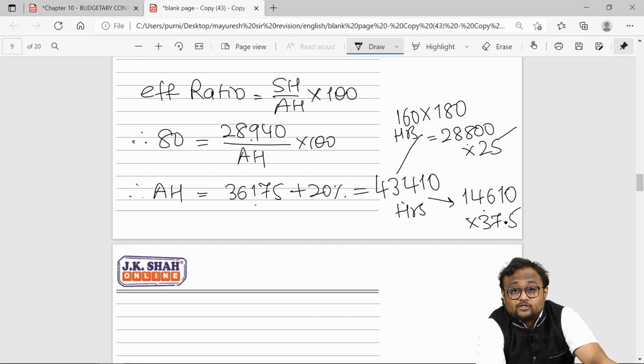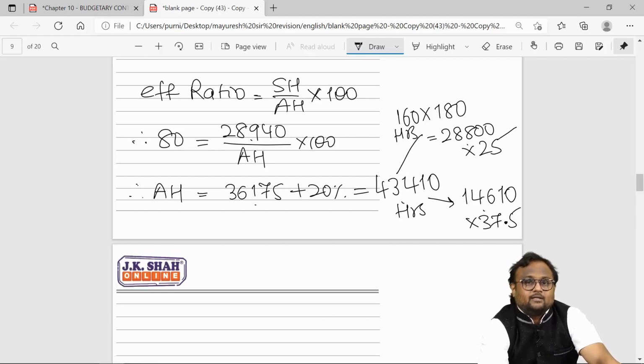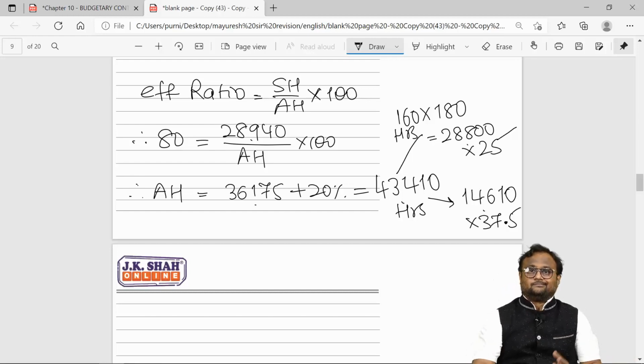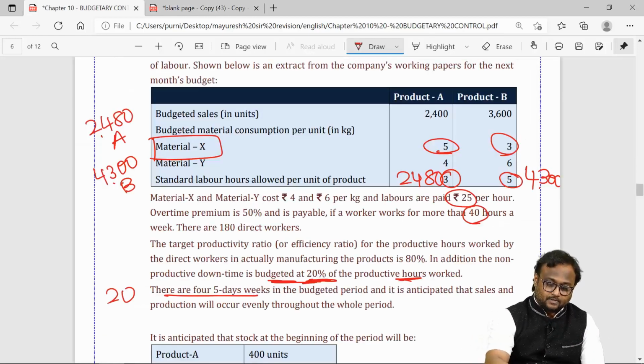Out of 43,410, 28,800 hours will be paid at a normal rate, and the balance 14,610 hours will be paid at a premium of 50%. So 25 is the base rate plus 50%. 12.5 will be the bonus or the overtime payment premium. So 37.5 will be paid, and to get the total, you will get the labor cost. It is so simple.